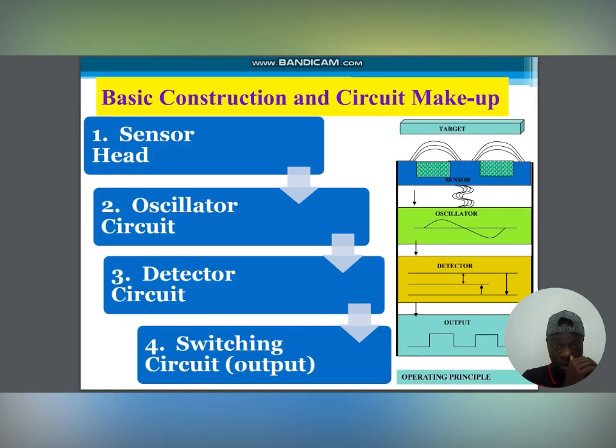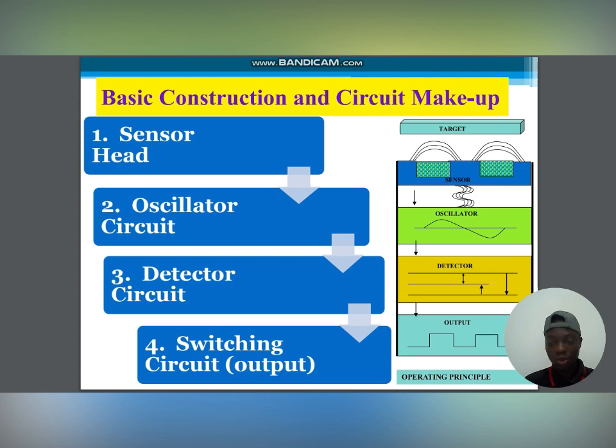Here I'll talk about the basic construction and circuit makeup of the inductive proximity sensor. Mainly the inductive proximity sensor is made up of 4 main parts or circuits: the sensor head, the oscillator circuit, the detector circuit, and then the switching circuit, otherwise known as output.